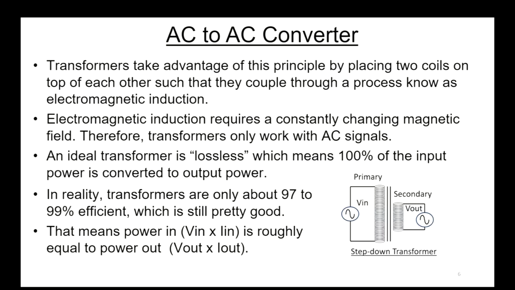An ideal transformer is lossless, which means 100% of the input power gets converted to the output power. Now, in reality, transformers aren't that good, but they're still pretty good. They're like 97 to 99% efficient, which isn't too bad. What that means is the input power, voltage in times current in, is pretty much equal to the output power, which is voltage out times current out. This should probably be a review for all of you.